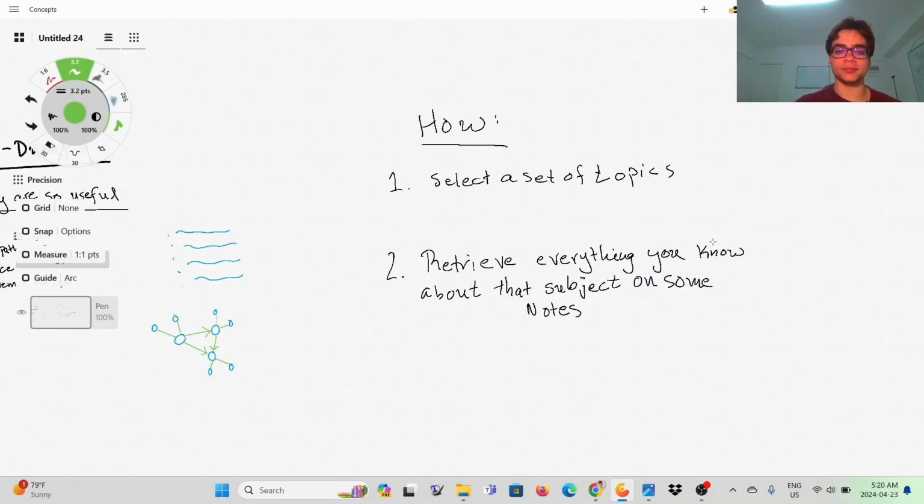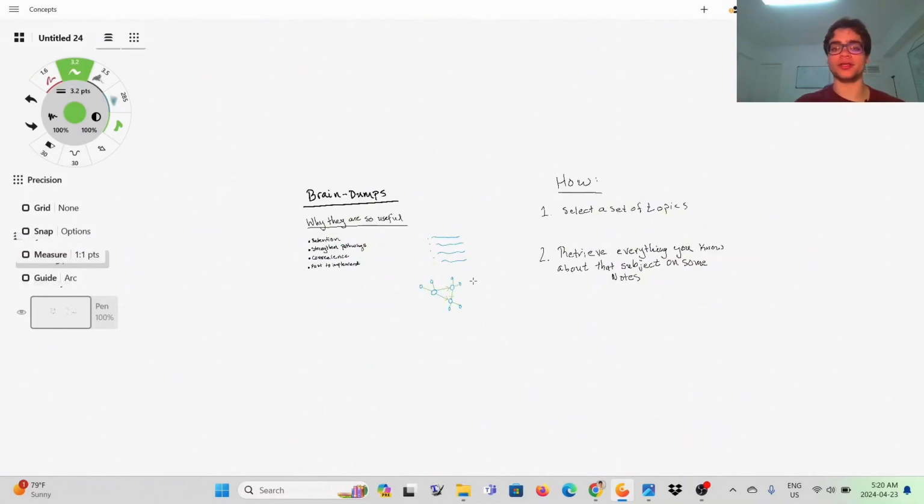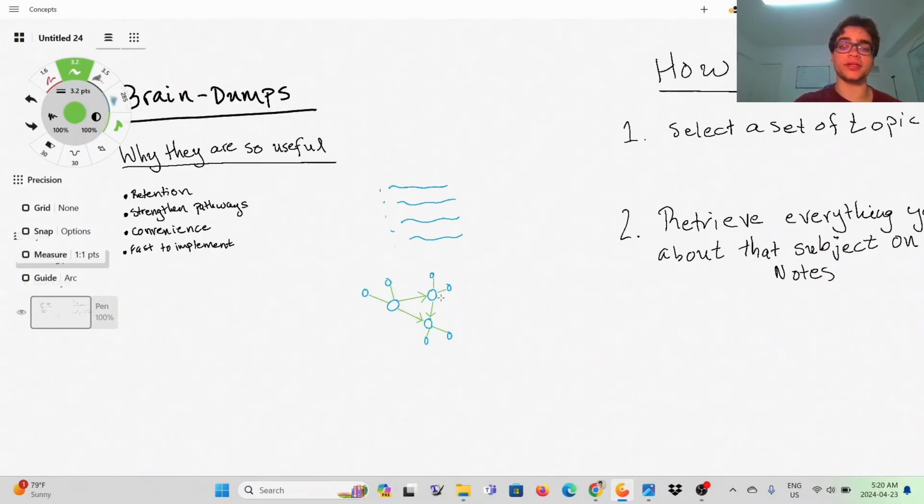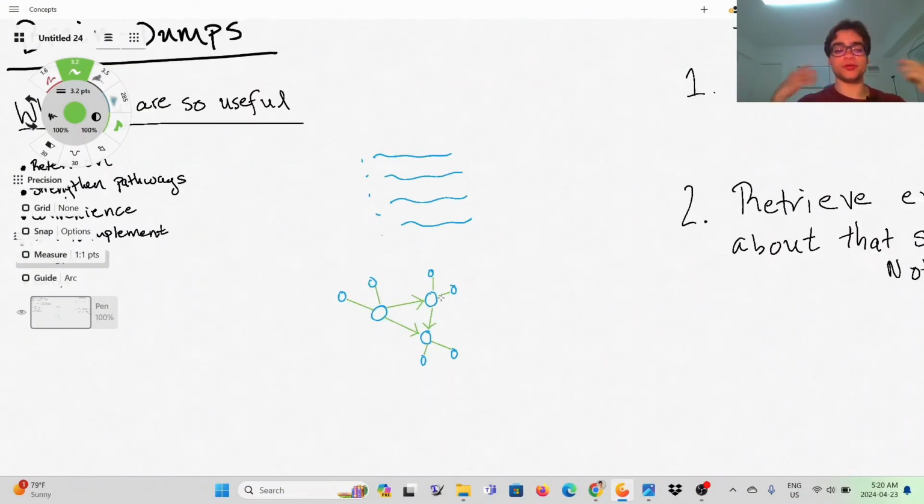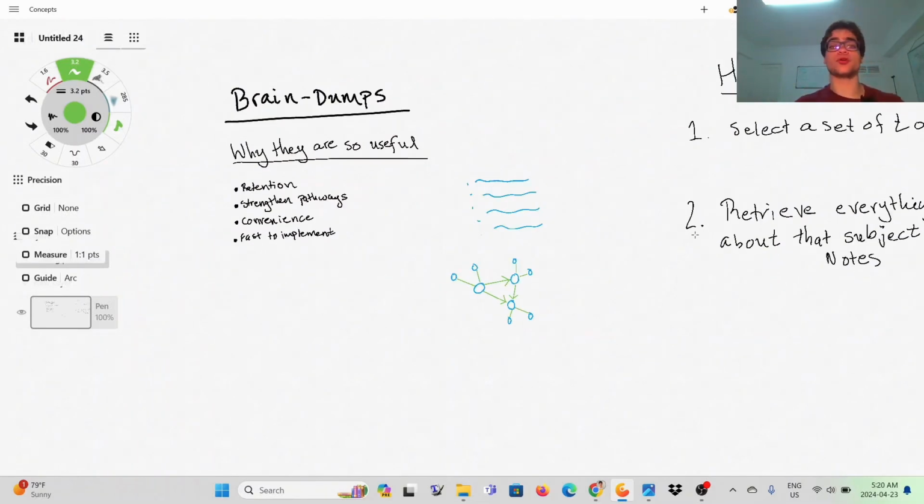And it could be in any type of format. It can be in bullet points, it can be in just regular notes, it can be in mind maps, anything. The point is just retrieving that information and offloading it. So that's pretty much it for brain dumps. They're also called free recall.